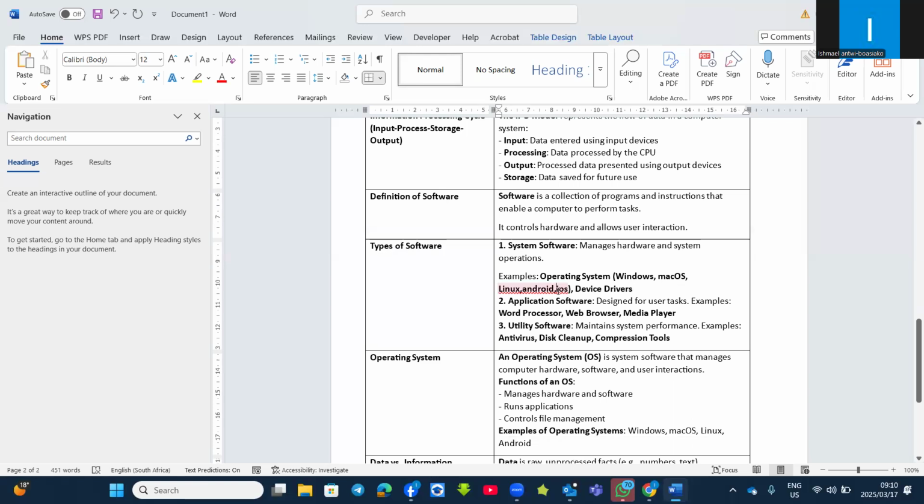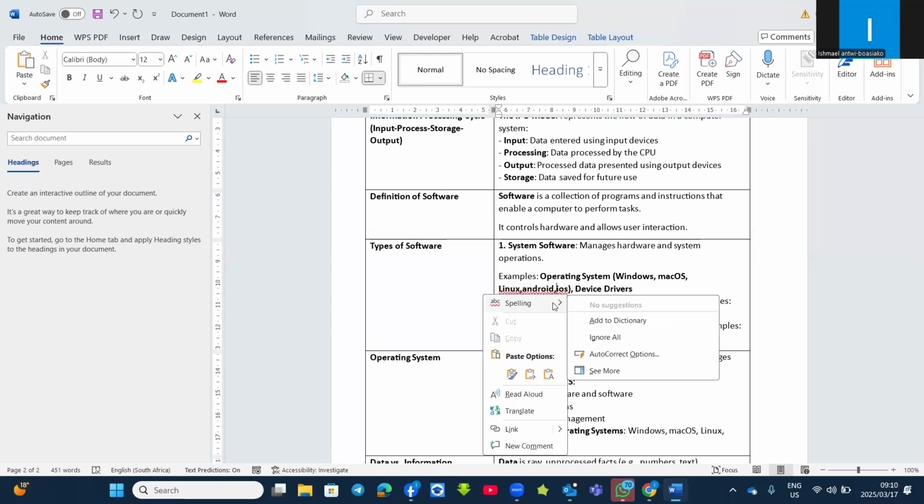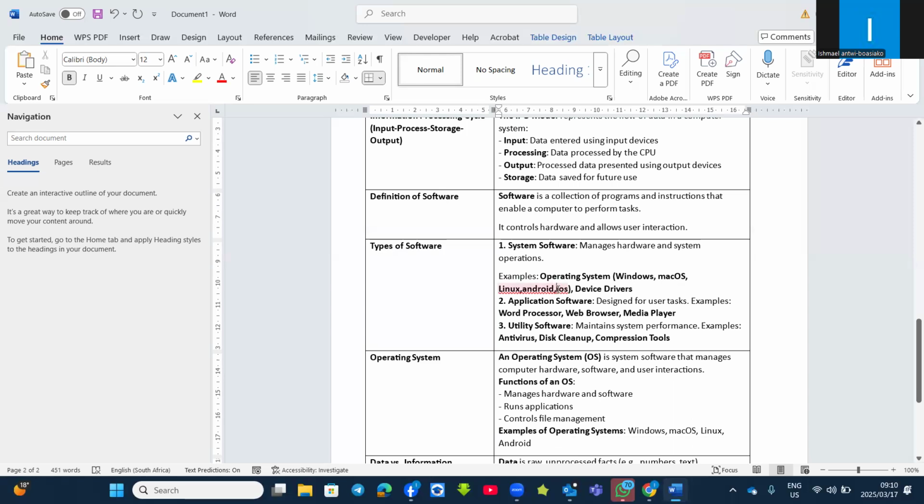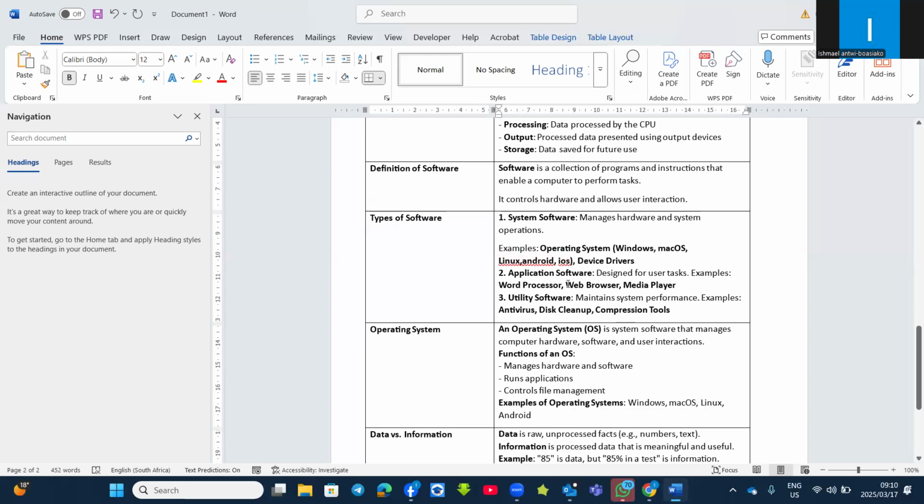And then we also have application software that does specific tasks. Examples are Microsoft Word, web browser, media player, and the rest, or game software. All the apps that you download from the Play Store, we call them application software. And then we have the utility software, which maintains the performance of the computer. Examples are antivirus software, disk cleanup, and compression software.